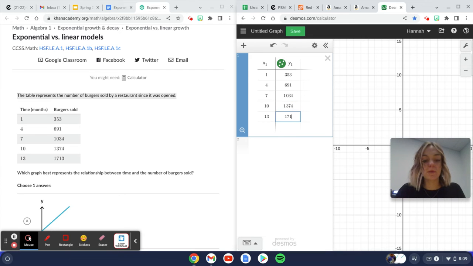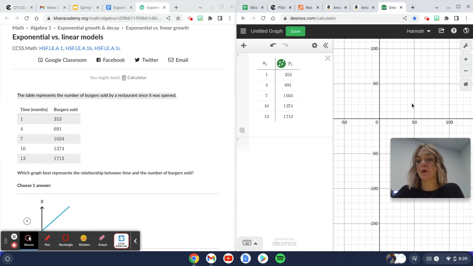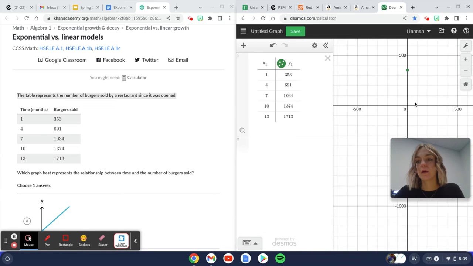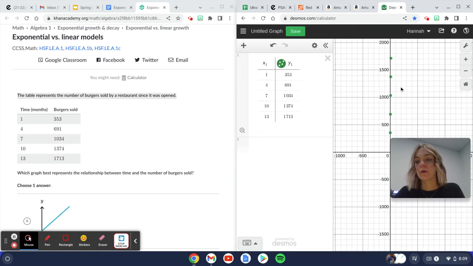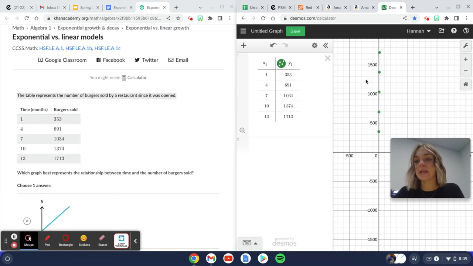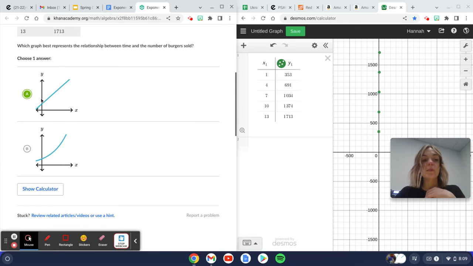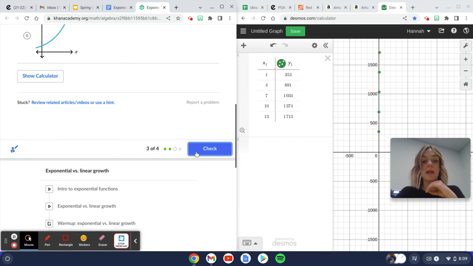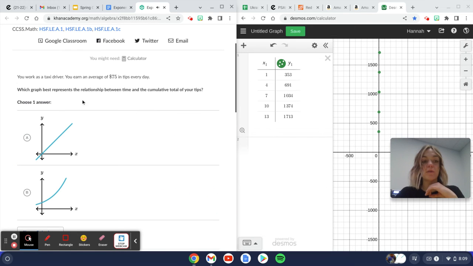I'm going to see when I zoom out if it looks more like a straight line or if it looks more like an exponential curve. So looking at my dots here, it doesn't look like they're curved at all. It looks like they connect in a straight line. So I'm going to say that it's linear, which is a straight line, and not exponential, which is the curve.